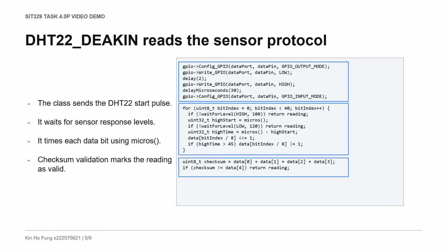The second highlighted block reads the 40 data bits. The code waits for each high pulse and uses micros to measure the pulse width. A long high pulse is interpreted as a 1, while a shorter high pulse is interpreted as a 0. The final highlighted block checks the checksum. If the checksum does not match, the reading stays invalid.